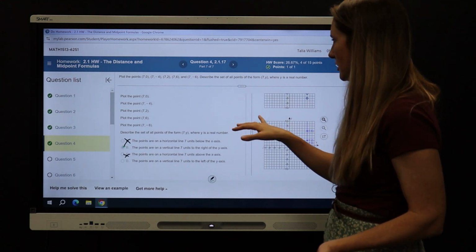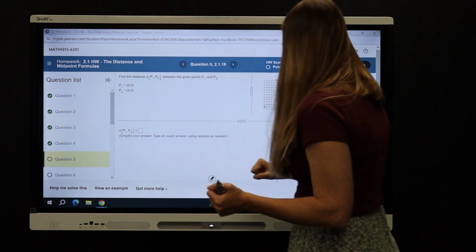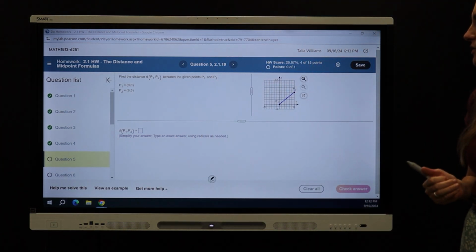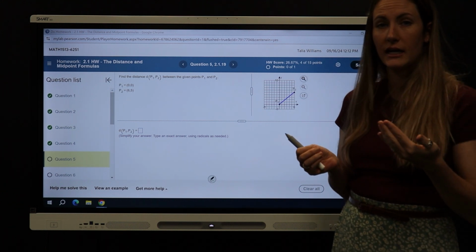Yeah, all the parts are done, so we're going to go ahead and go to the next problem. Here we go. Here's our first distance problem. The first few, they give us a graph so that we can look at it.